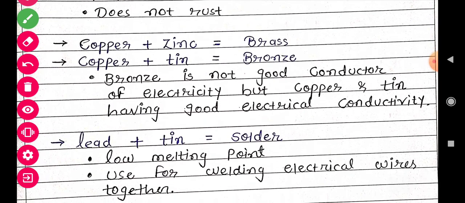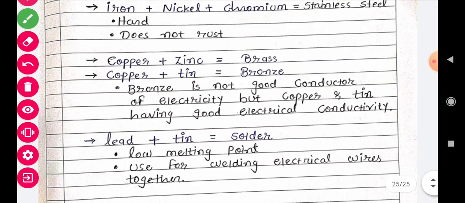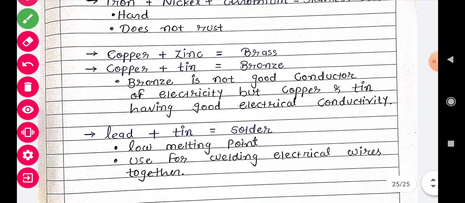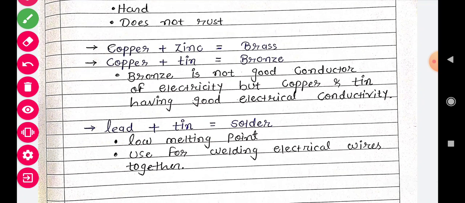After that, brass and bronze. Bronze medal jo generally Olympic ke andar diya jata hai, ya to koi bhi sports ki activity hoti hai, usme rankers ko, third rank wale ko bronze medal diya jata hai. To actually copper ke andar tin dal ke bronze banaya jata hai, aur agar aap zinc dal do copper mein to brass ban jata hai usme se. So actually bronze is not a good conductor of electricity, but copper and tin are good conductors of electricity. So the book is trying to tell us that the base metal and the alloy do not hold the same characteristics, okay?